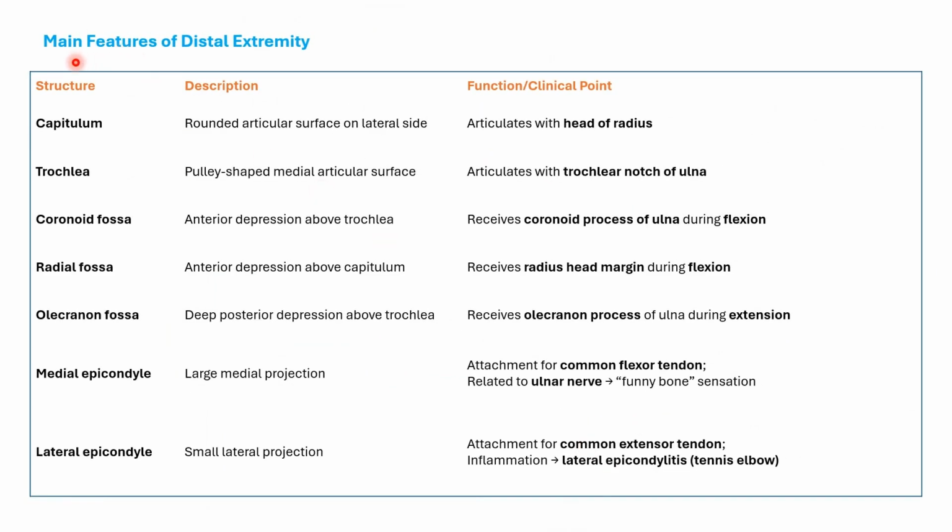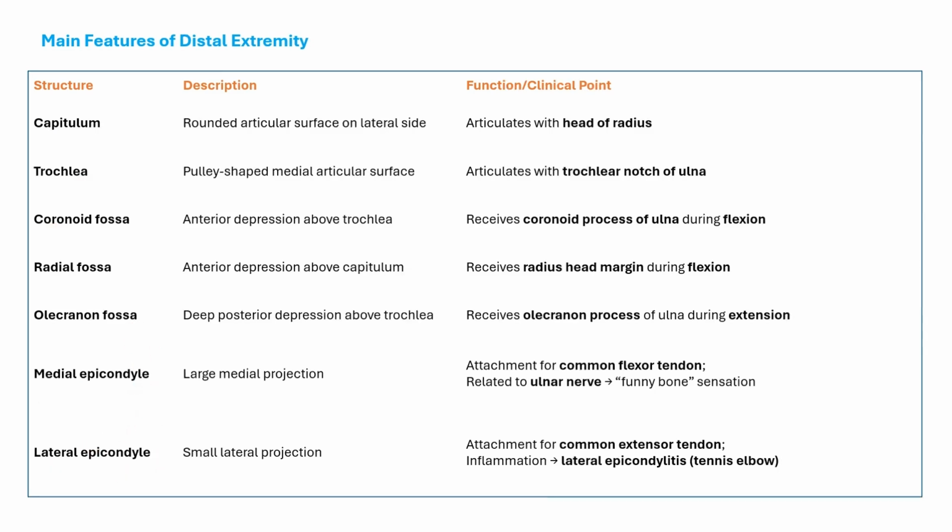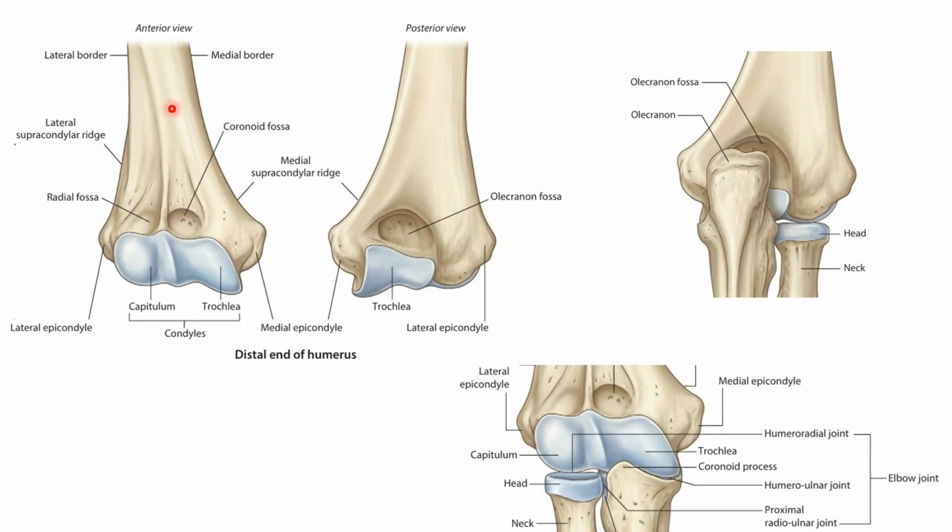Okay, now we learn about the main features of the distal extremity. They are capitulum, trochlea, coronoid fossa, radial fossa, olecranon fossa, medial epicondyle and lateral epicondyle. Okay, you can see this is the capitulum, this is the trochlea, this is the radial fossa, this is the coronoid fossa, this is the olecranon fossa. And this is the lateral epicondyle, this is the medial epicondyle.